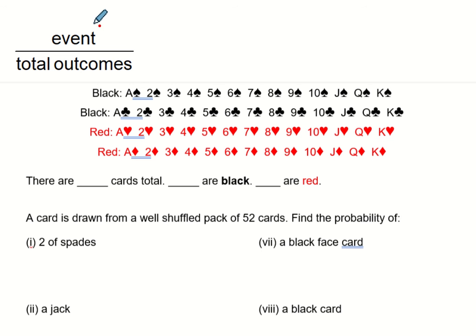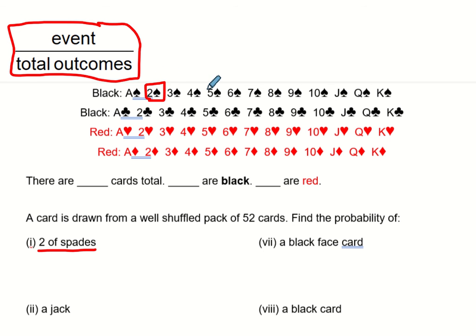And so again, we're still using this equation here. Well, how many 2 of spades are in the deck? Well, there's only one. This is a 2 of spades, by the way. These are called spades. These are called clubs. These are called hearts. These are called diamonds. Okay, so there's only one 2 of spades.